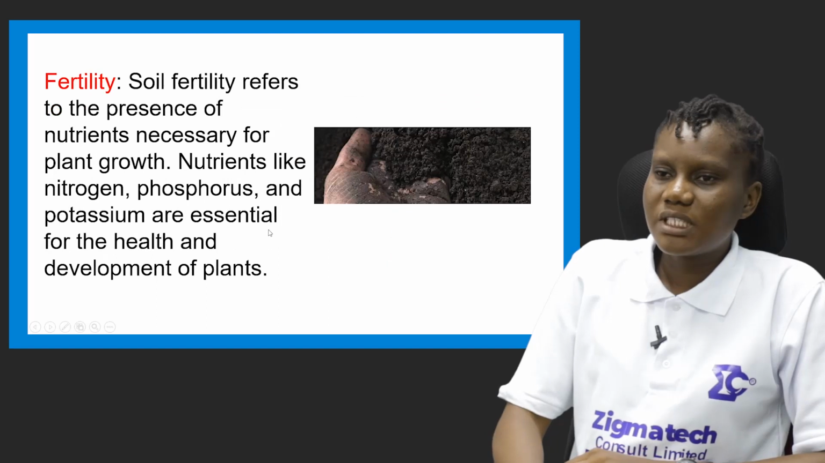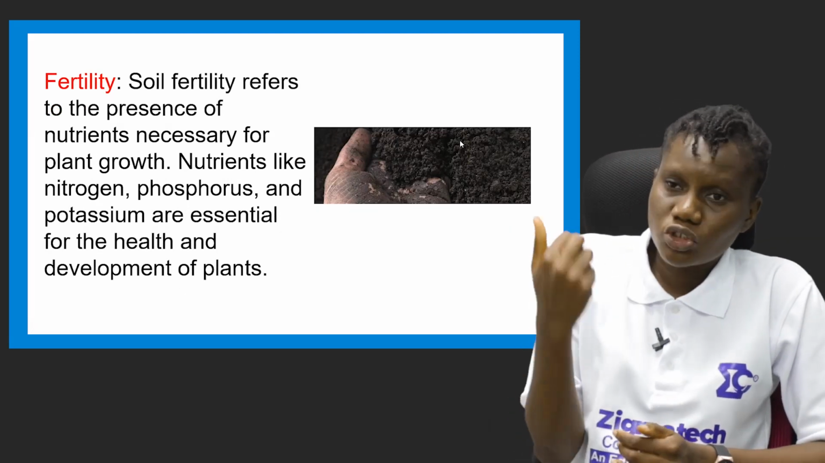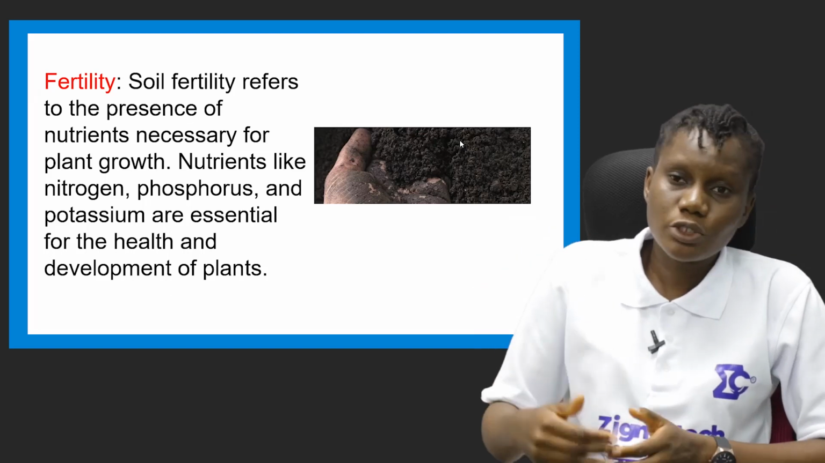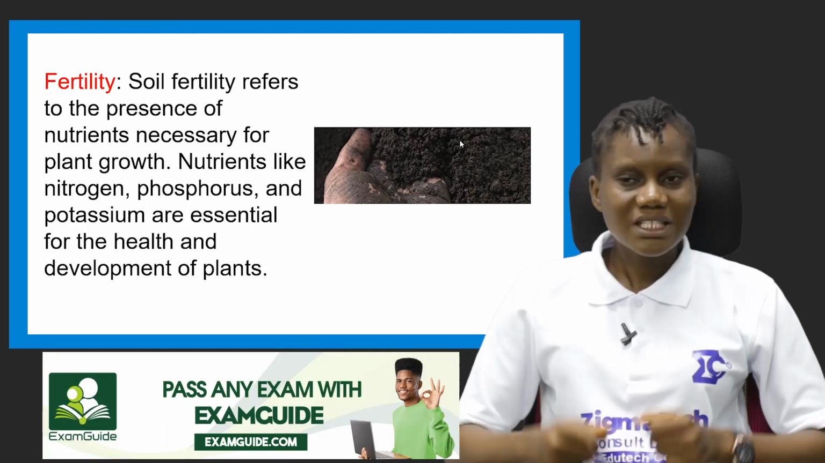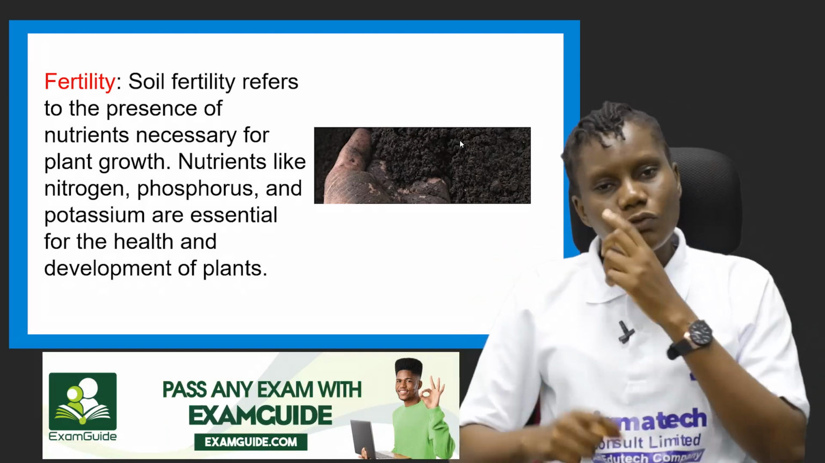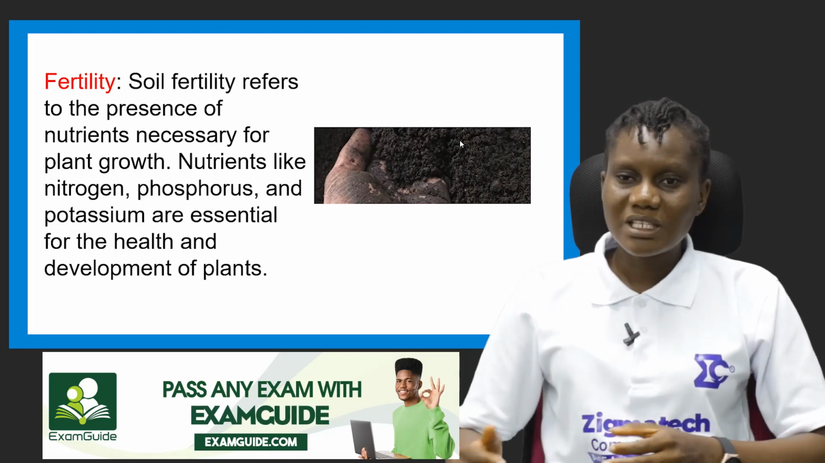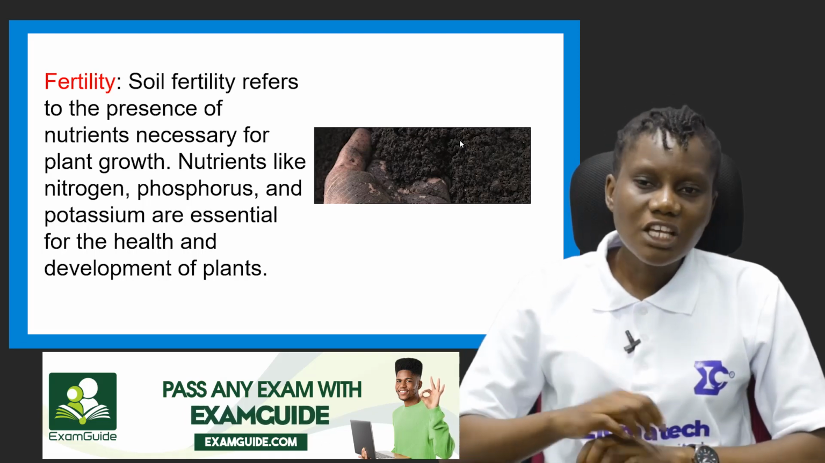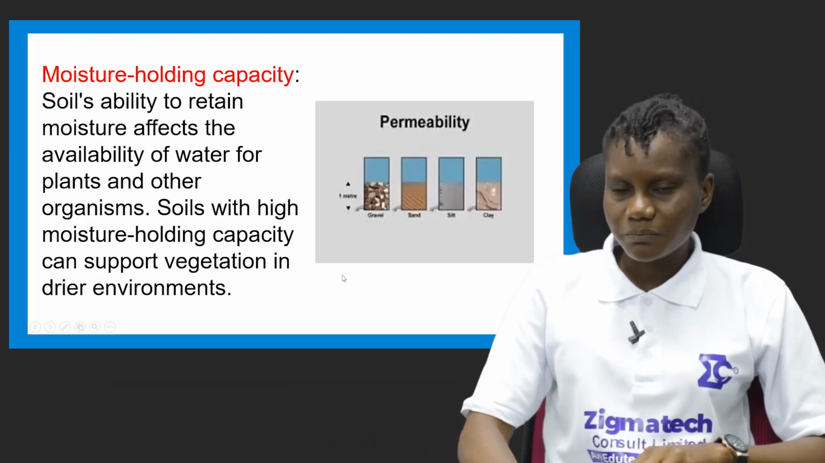And the next is fertility. How fertile is the soil? What nutrients does it contain, the necessary nutrients for the plant to grow in such soil? Soil fertility refers to the presence of nutrients necessary for plant growth. Nutrients like nitrogen, phosphorus, and potassium are essential for the health and development of plants.